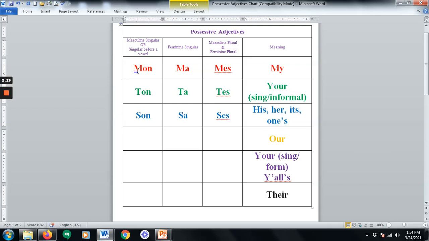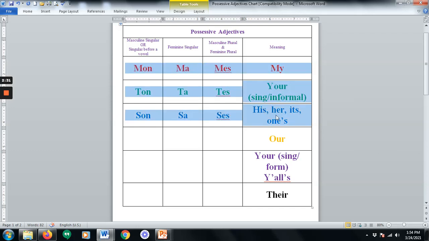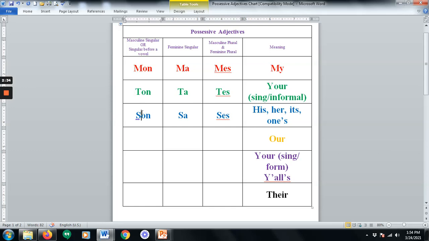So there's a pattern for these 3. They all look similar to each other. You just change the first letter of each one all the way across. So you have mon, ma, may, ton, ta, te, son, sa, and say. All of these mean my. All of these mean your. And then all of these mean his, but they also mean her, or its, or one's. So if I said his brother, and then I turned around and said her brother, when you write it out, it looks exactly the same. There's no difference between his brother and her brother. It all has to do with the context clues of whatever conversation you're having or what you're reading.